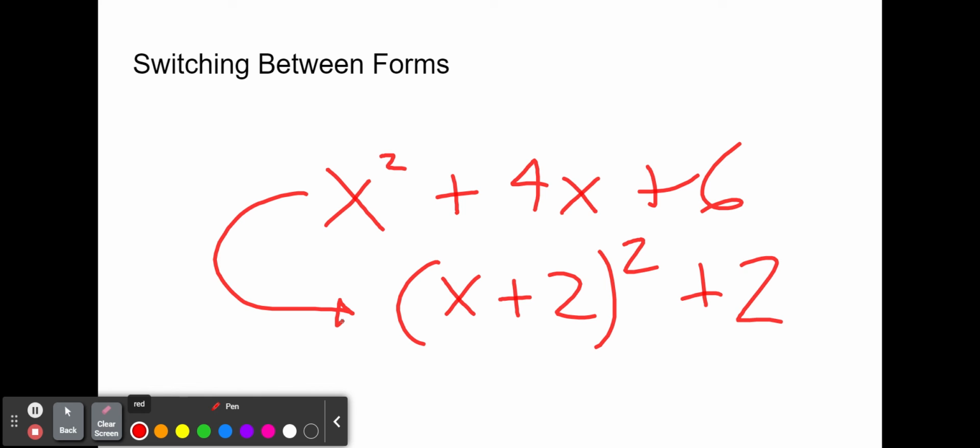The truth is, though, as long as you can go from vertex form to standard form or factored form to standard form, you'll be just all right.